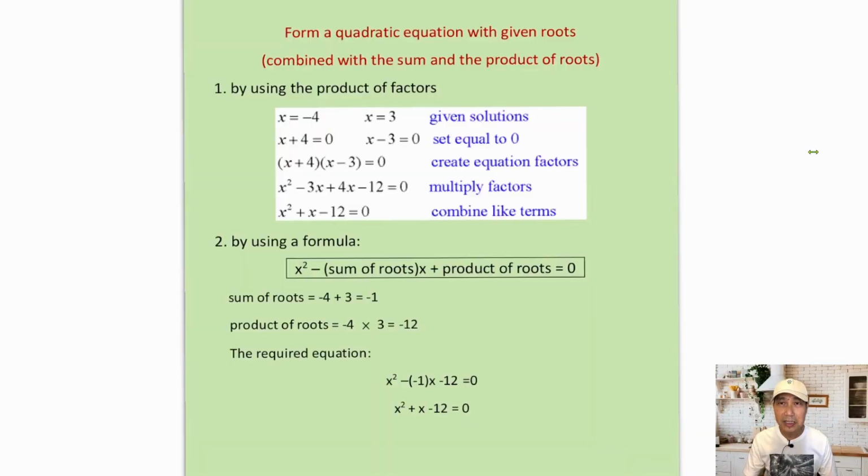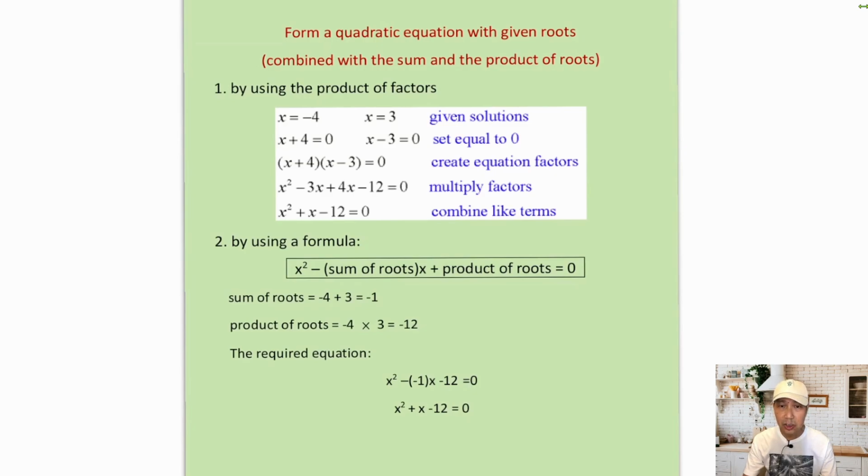Today's episode is the final part of the discussion on the sum and the product of roots. We'll explore some applications through a few examples. Let's dive in. Let's take a look at the title. Today we'll learn how to form a quadratic equation with given roots.